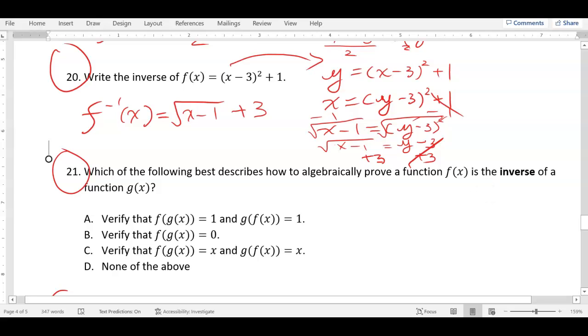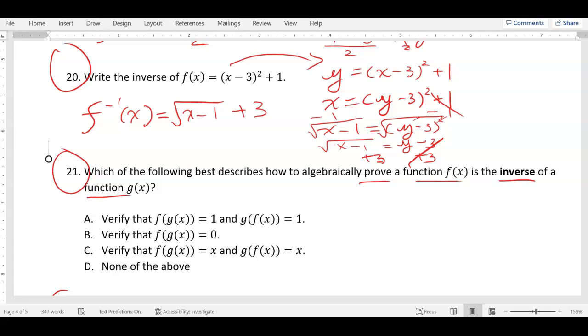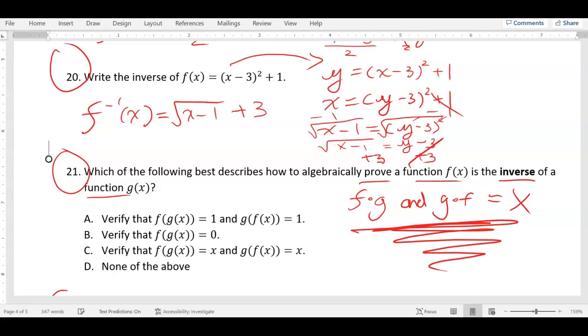which of the following best describes how to algebraically prove functions are inverses of each other. Okay, that is when f of g, and again, it's not f times g, it's like a floating o, and g of f, if they give you x. This is so important. When you verify f of g of x and g of f of x equal x, you know you have inverse functions.